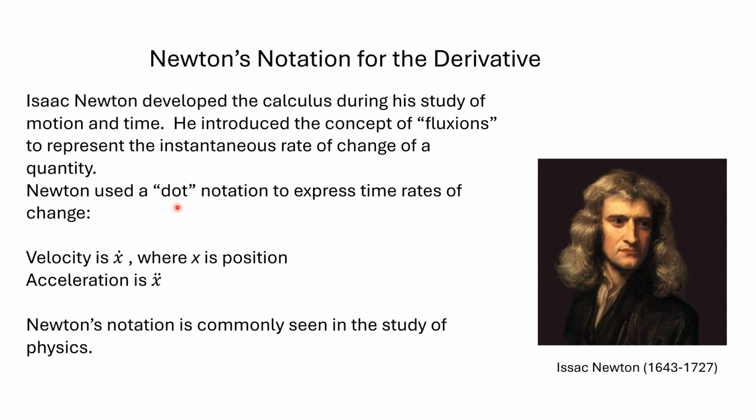Newton used what's called the dot notation to express time rates of change. So in Newton's notation, the velocity is equal to the first derivative, or x dot, of the position of an object. And the acceleration, which would be the second derivative, would be represented by x double dot. Newton's notation is more commonly seen in the study of physics rather than in calculus and mathematics in general.